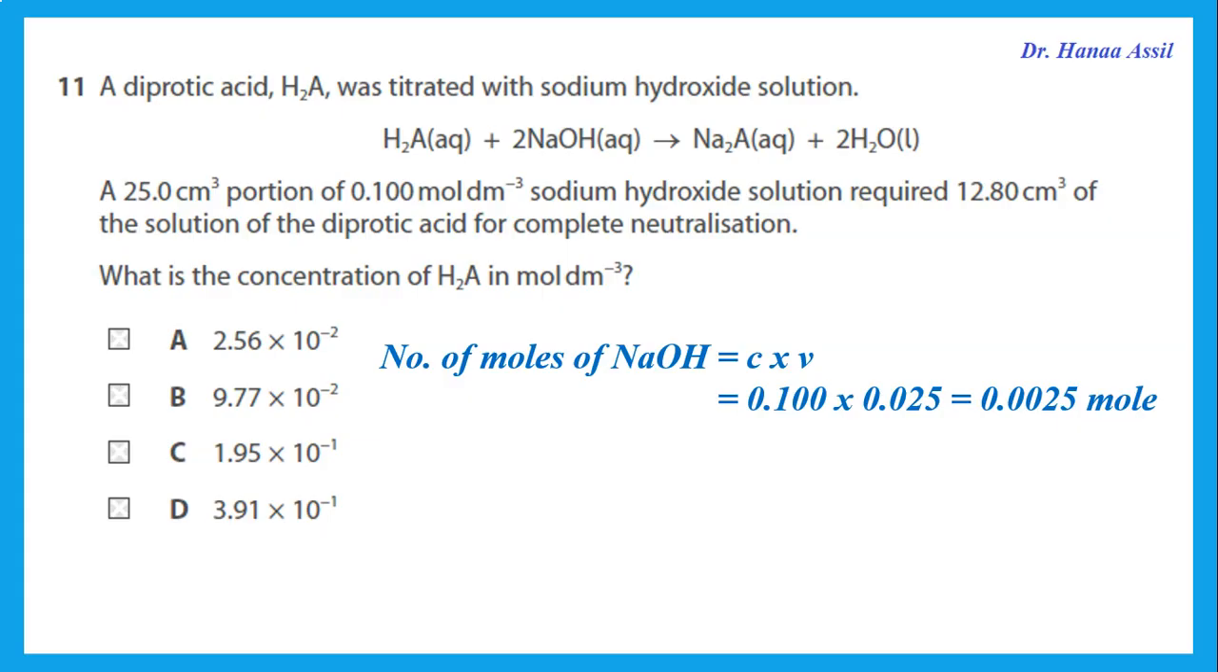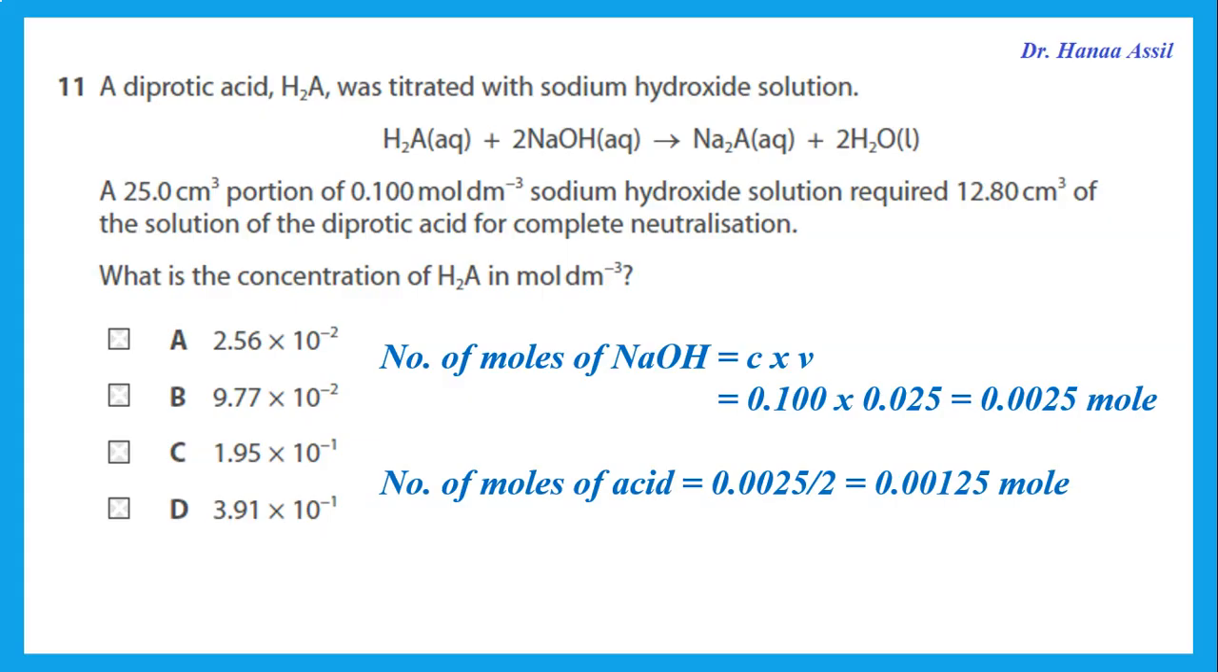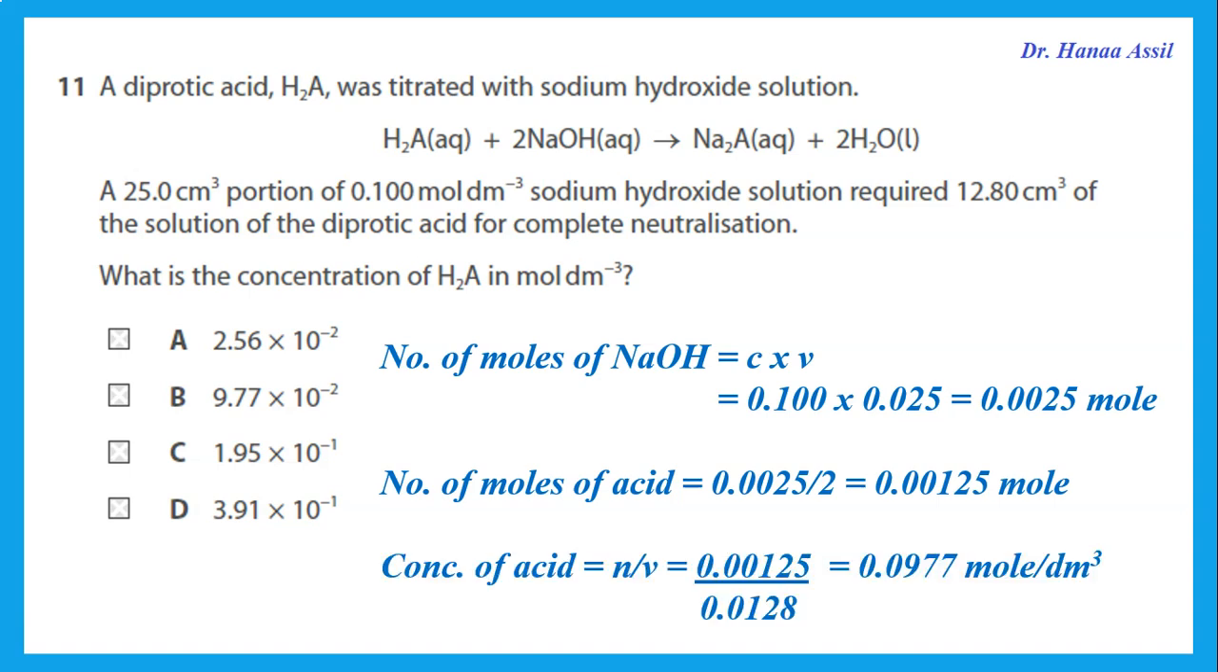Then from the equation you can see that the number of moles of acid would be half of that, because the equation says 1 mole of the acid reacts with 2 moles of sodium hydroxide. So the number of moles of acid is half of that, and I can get the concentration of the acid, that is number of moles over the volume used. So this would be the concentration of the acid.